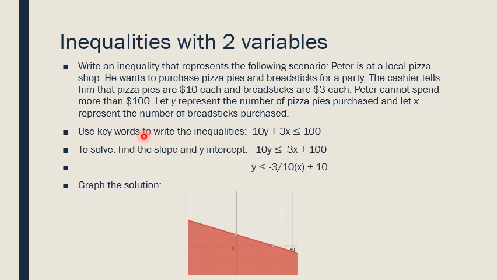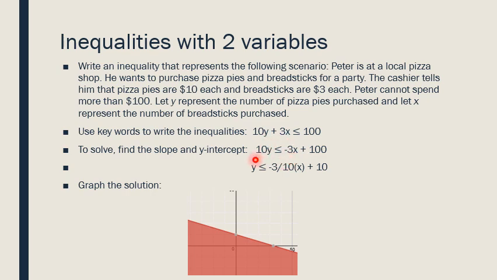Okay, so we're going to use these keywords. We know that it's $10 for each pizza, and y is the number of pizzas. It's $3 for each breadstick. I hope it's not each breadstick, maybe each set. And that's going to be multiplied by the number of breadsticks. Together, they cannot equal more than $100. They could equal 100, but otherwise they have to be less. So to graph this, I'm going to put it into slope-intercept form by getting y by itself.